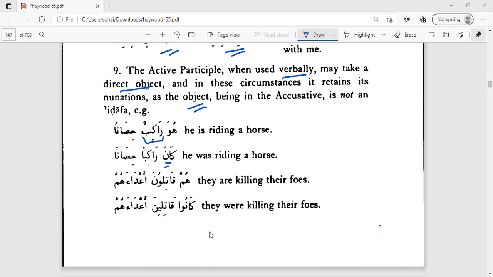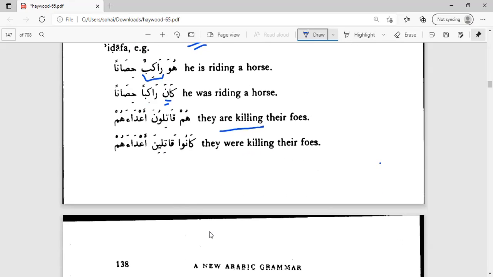Continuing, hum qatiluna a'da'ahum. So here, hum is used as a verbal force, so a'da'a becomes accusative. They are killing their foes. It's the same as saying hum yaqtuluna a'da'ahum. Or you say kanu, they were. You can say kanu qatilina a'da'ahum, or you can say they were killing their foes.